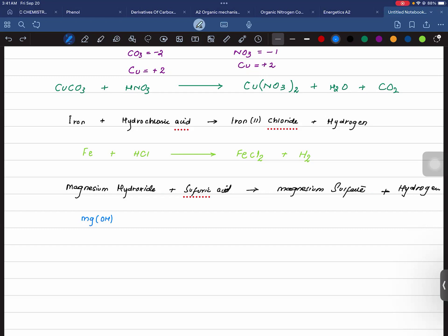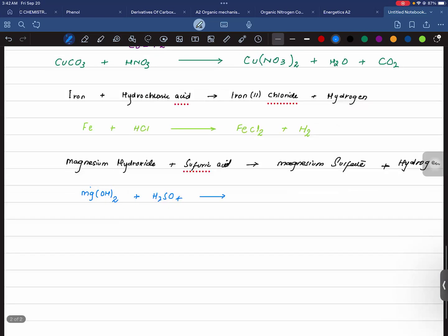So can you tell me the group number for magnesium? Oh, two. The group number for magnesium is 2, so the charge of magnesium is 2. I'm writing down the charge of Mg over here, and the charge for OH is 1. I'm not supposed to write any number over here. And then sulfuric acid is H2SO4. Then what am I supposed to write? I'm not really sure, sorry.